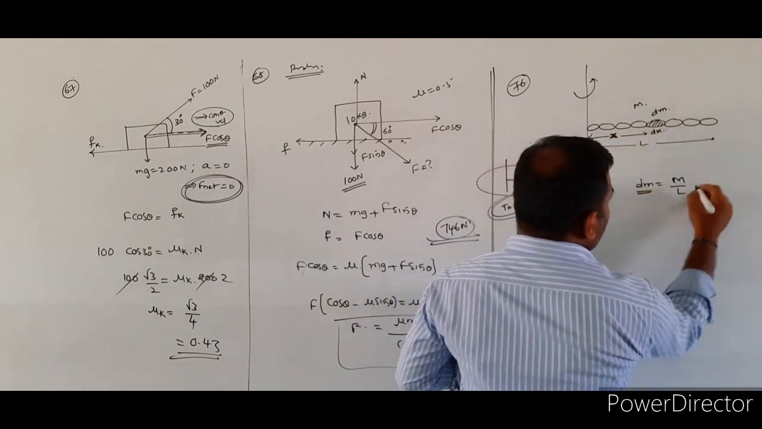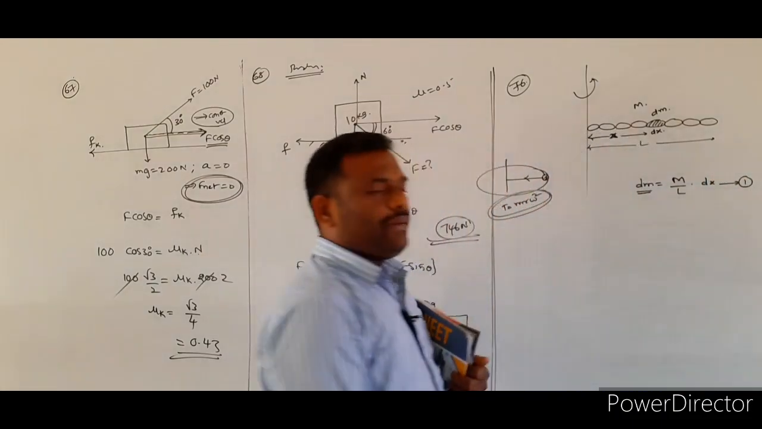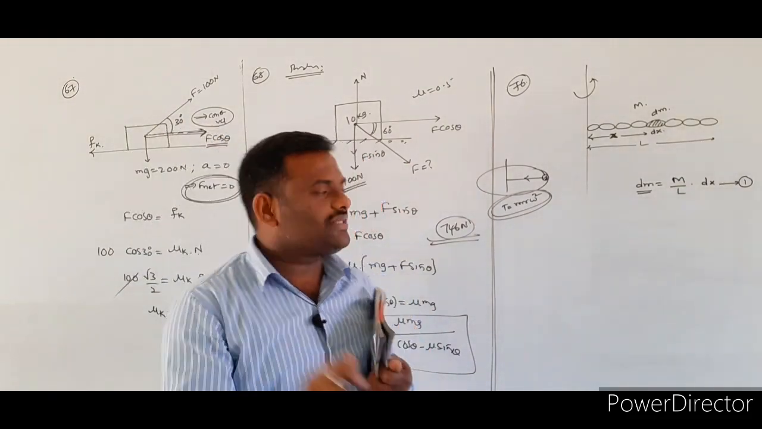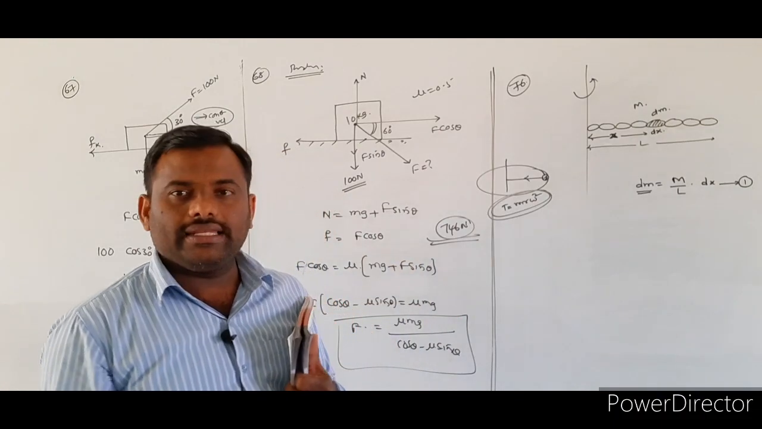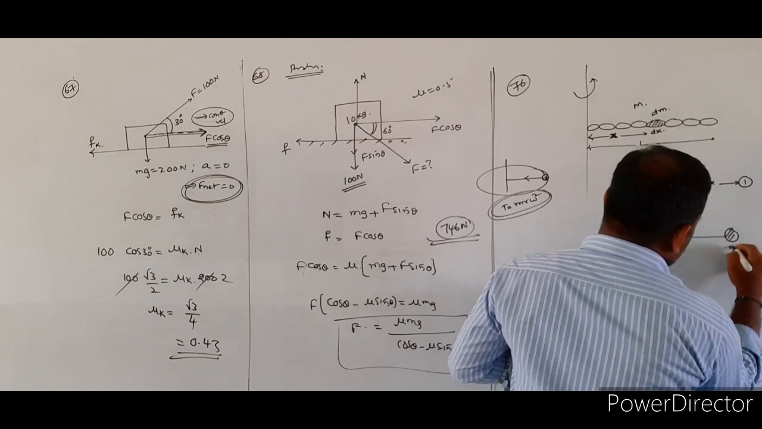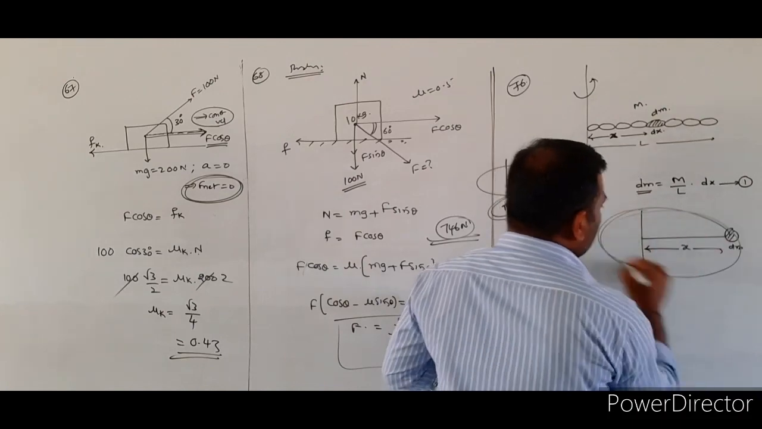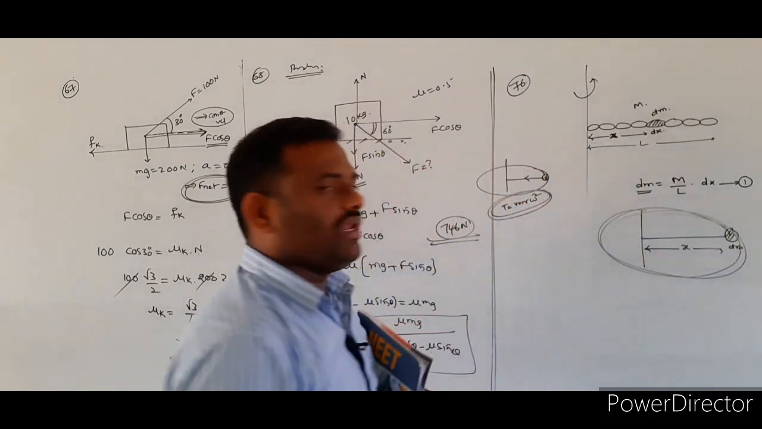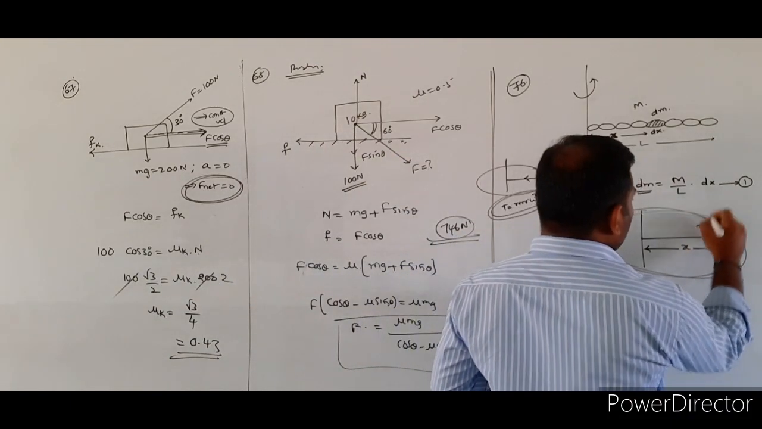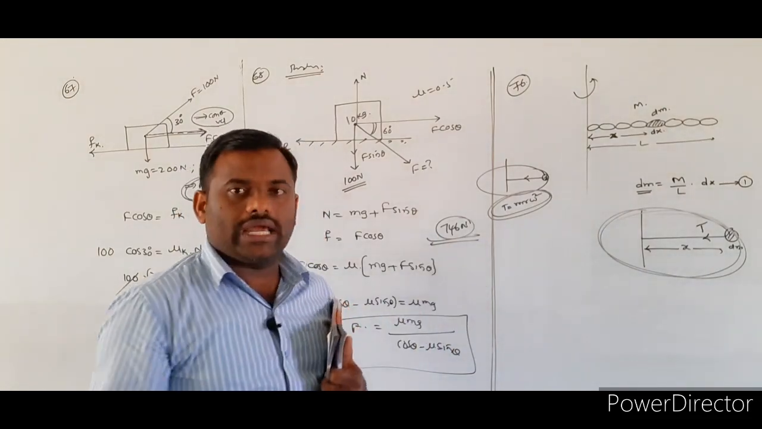So dm is equal to M by L into dx. Like that, we specified a small portion of mass whose mass is equal to M by L into dx. Now we have to imagine that this mass dm, with the radius x, is revolving in the horizontal circular path. Whenever it is revolving in the horizontal circular path, tension is developed. That tension value we are going to calculate now.